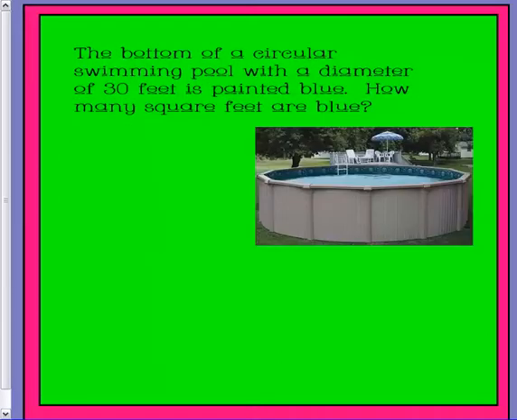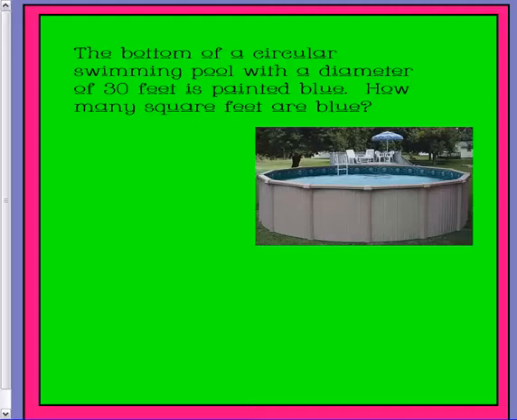The bottom of a circular swimming pool with a diameter of 30 feet is painted blue. How many square feet are blue? Make sure you show your formula, your work, and your answer with labels. Okay, I'm going to go over the answer right now, so make sure that you have yours circled and check it even with a red pen, maybe for $1 tomorrow.